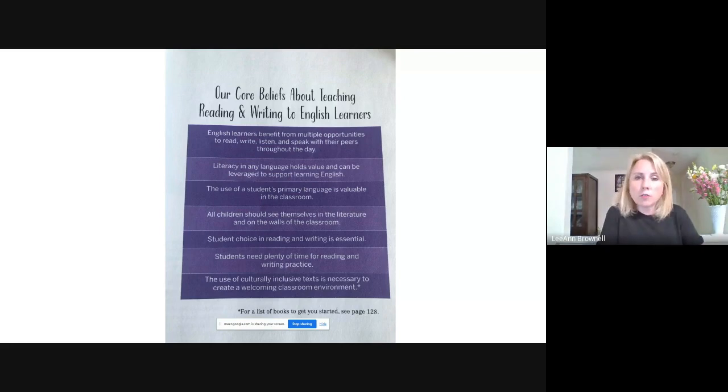We've learned a lot over the past number of years about being culturally relevant and acknowledging the diversity in cultures and linguistic abilities in our classroom. It's crucial that students see themselves reflected in their classroom, whether that be the books that you choose or the decorations on the walls. We talk about students having choice in what they're reading and writing. This improves their level of engagement, and they need a lot of time to practice their reading and writing. And of course, all of this can't happen unless they feel safe and valued within their classroom, because when that is in place, they are open to learning.